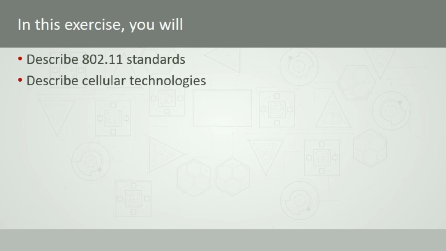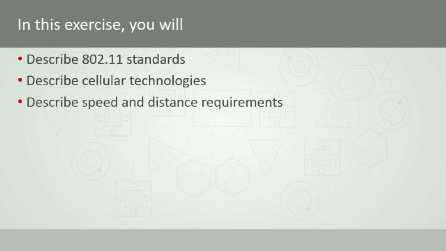Okay, in our exercise this time, we'll ask you to describe the 802.11 standards, then to describe cellular technologies, then speed and distance requirements, and finally, channel bonding. So again, what we'd like you to do is to take a few minutes, pause the recording, jot down some responses, and then we'll come back to review and see how you made out. So we'll see you shortly.